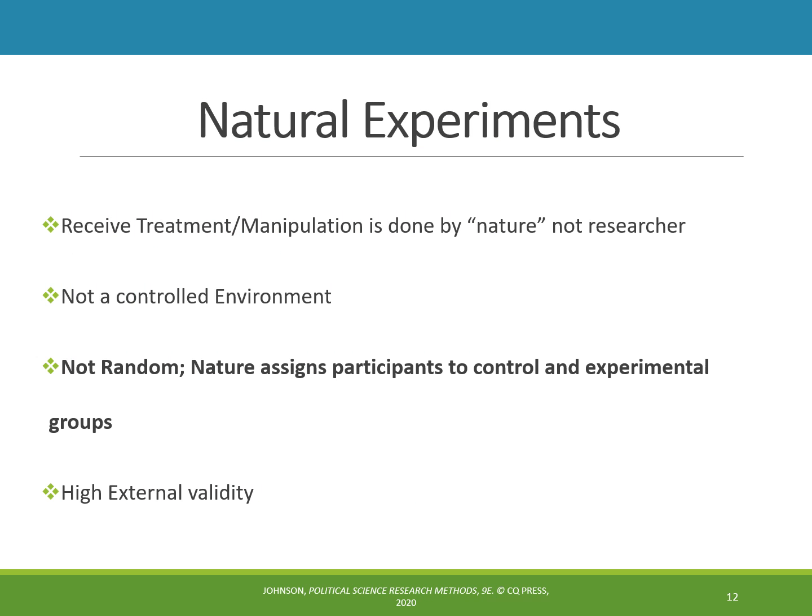The next type of experiment would be a natural experiment. Now, in a natural experiment, you are not in a controlled environment. That's for sure. The next thing is that you receive the treatment or the manipulation, but it's done by nature instead of by the researcher. And you have groups, but it's not randomly assigned by the researcher. Nature assigns participants to the control and the experimental group.